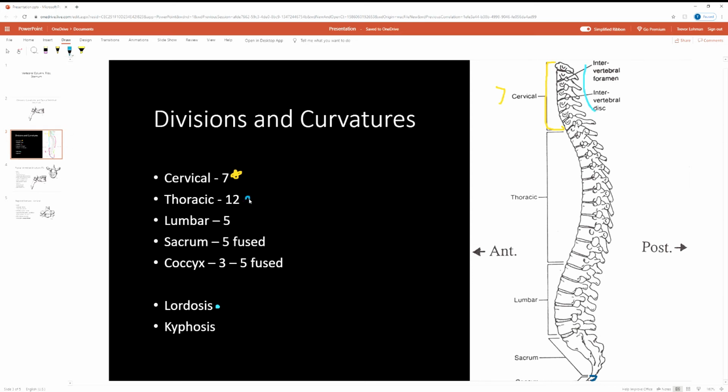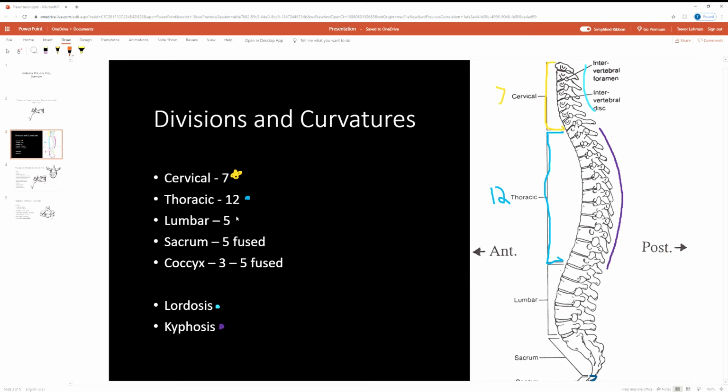Below the cervical vertebrae, we have 12 thoracic vertebrae. And there they are, T1 through T12. And the thoracic vertebrae have a kyphotic curvature to them, a kyphosis, meaning that the convexity points posteriorly. And then I labeled kyphosis in purple.